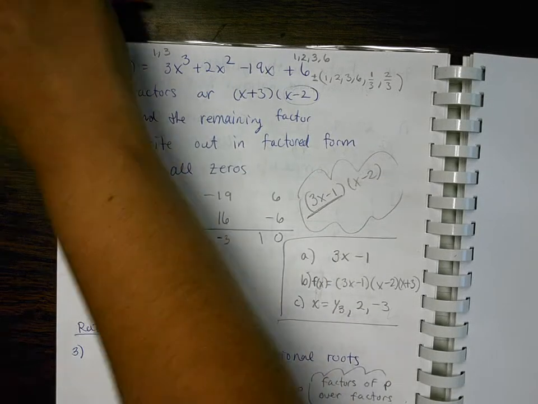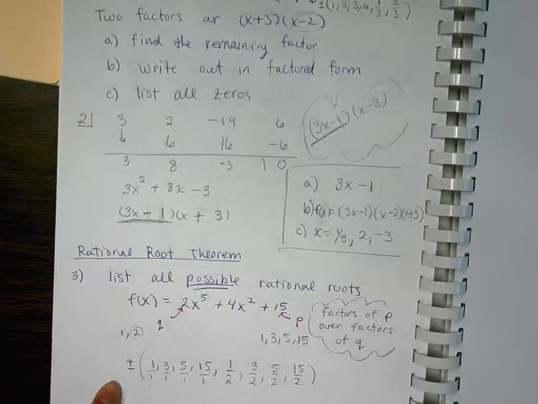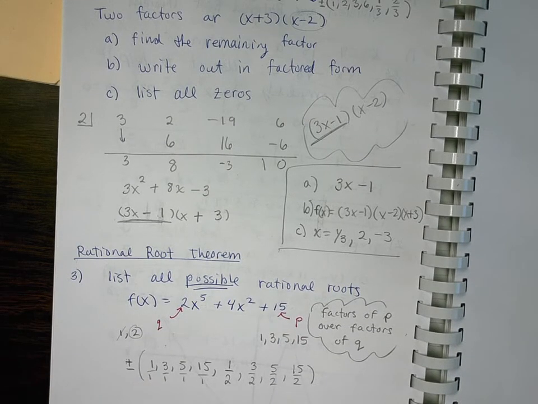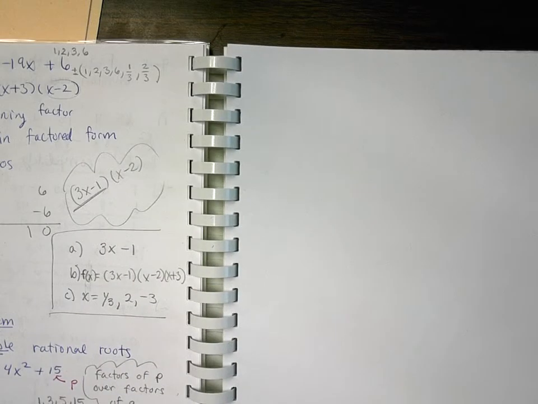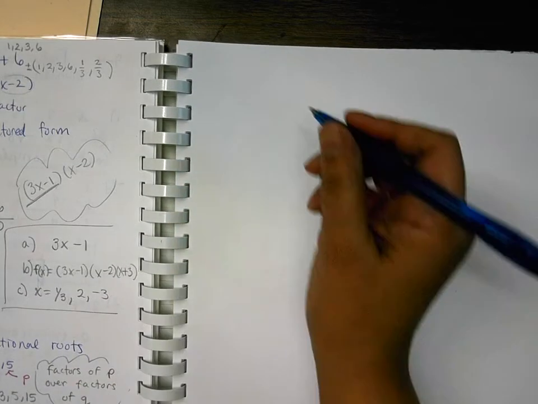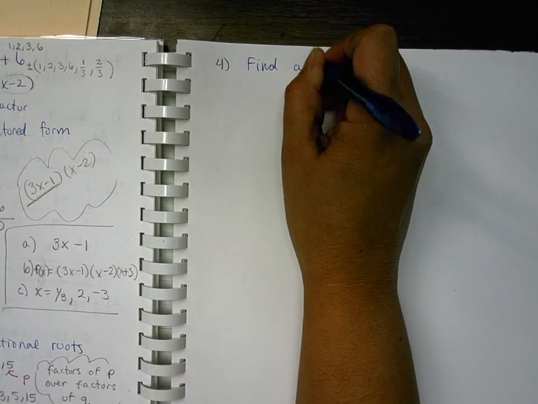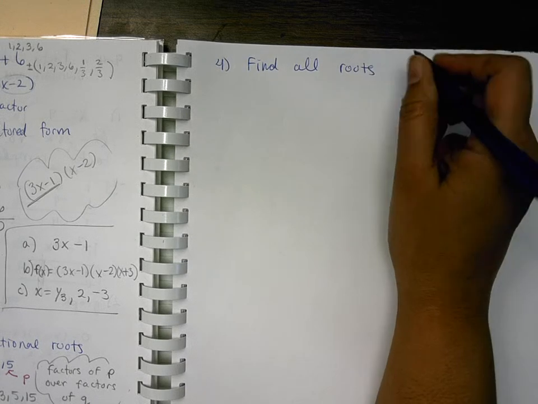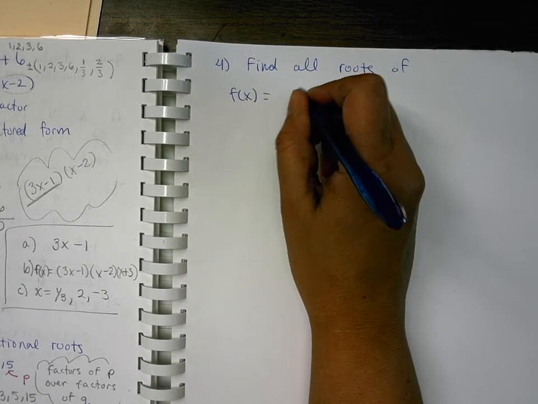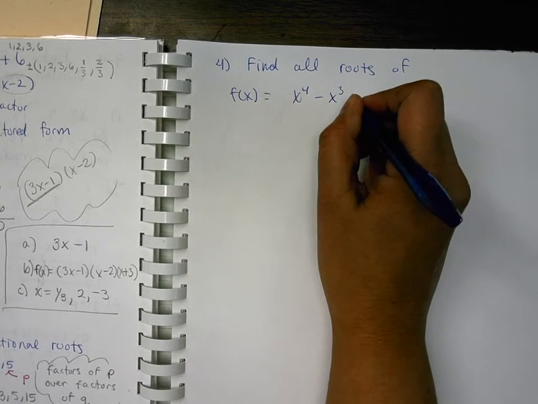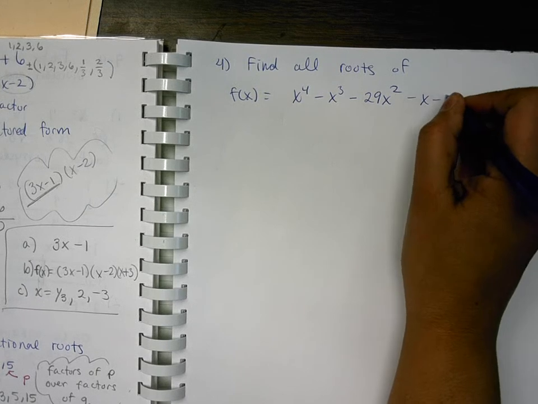All right, so you will have test questions where they will just ask you for this, and you'll just give me that list down here like this, and that's it. And there will be some, like this next one here, where you have to find solutions. And instead of randomly guessing, you use your rational root theorem. All right, number 4, find all the roots of f of x equals x to the 4th minus x to the 3rd minus 29x squared minus x minus 30.